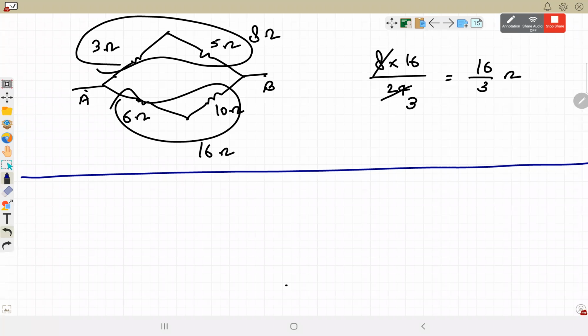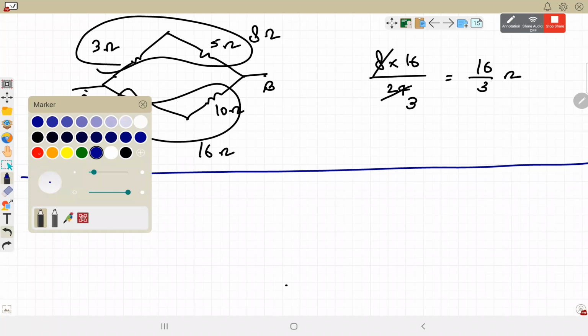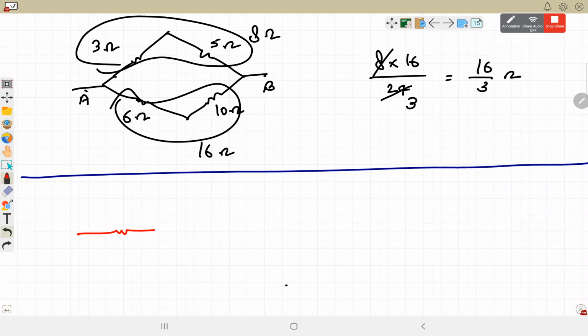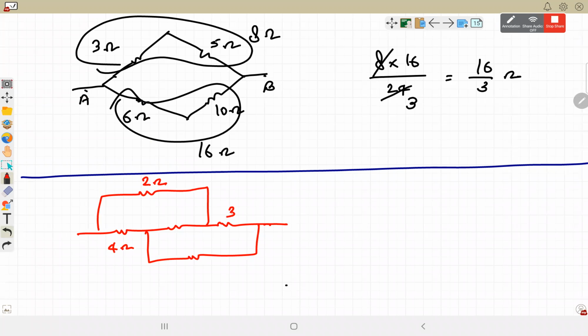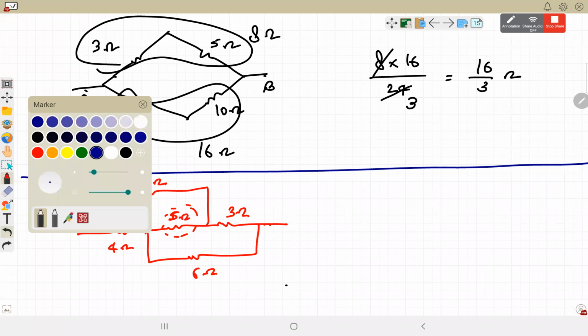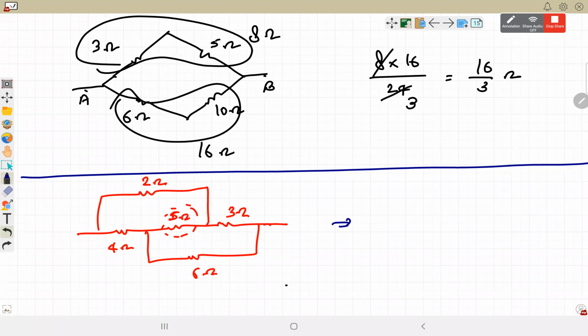So all the Wheatstone bridge circuits we have done similarly. There also will be another format. Instead of the vertical, if we have the horizontal type of diagonal, this will also be a Wheatstone bridge: 2 and 4, 3 and 6. Then 5 ohm can be removed. 5 ohm is in the diagonal, so that can be removed. So here it becomes 2 and 3 in series 5, and then 4 and 6.